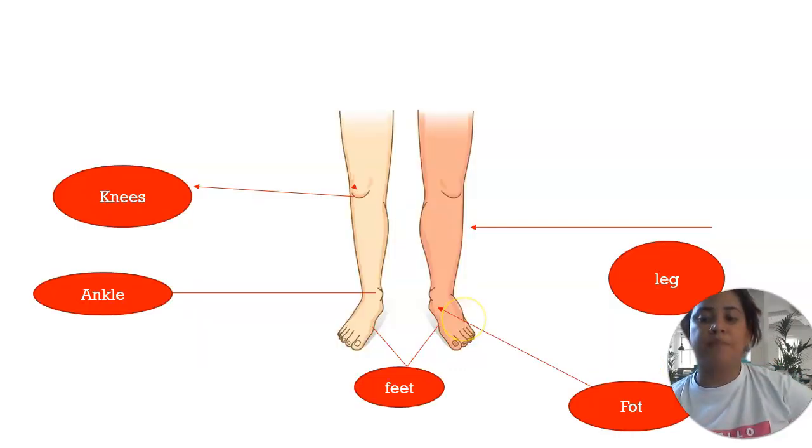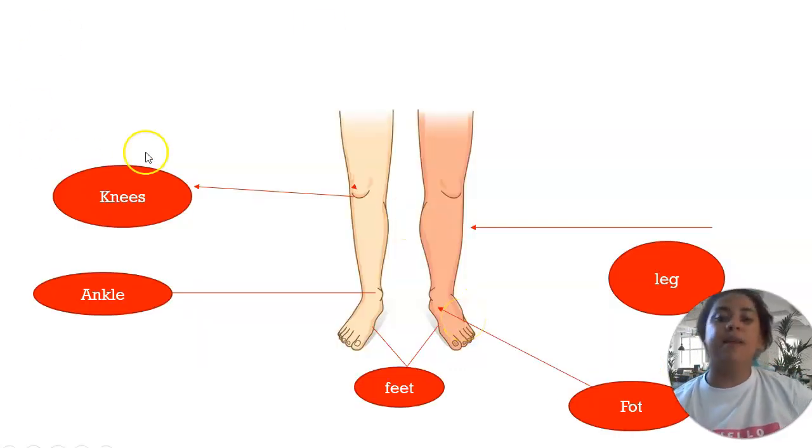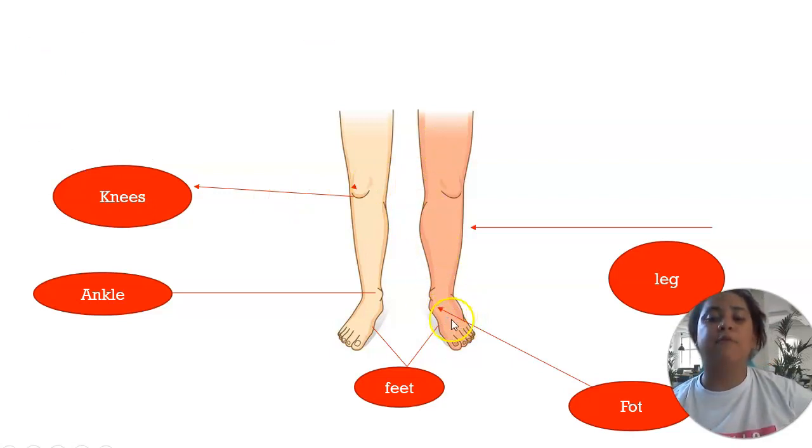Another one? Yes. This whole part is the leg. And one of these is a foot, but both are feet. The name is feet for both. This is the ankle and this is the neck. Okay. Those are the most important, the main parts of the body.